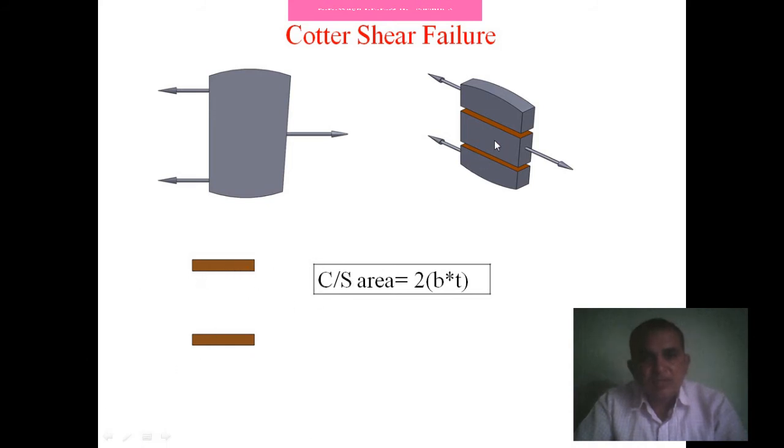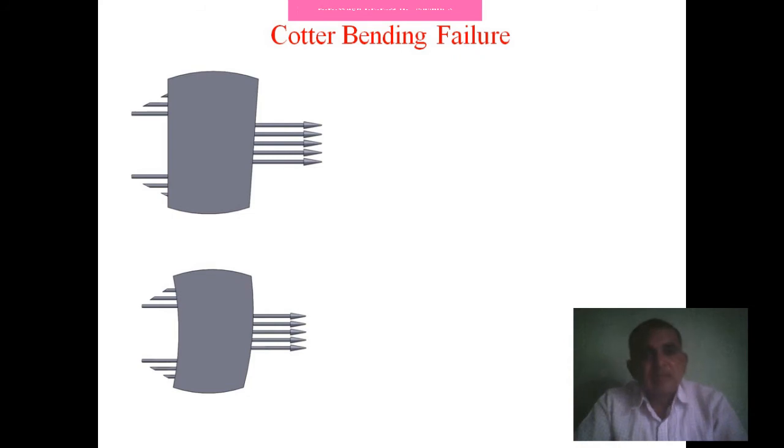So here T is the thickness of the cotter and B is the width of the cotter. So B into T is one area, and again B into T is another area. So 2 times B into T is the total cross-section area for the shear failure of the cotter. So you can find the shear stress tau equal to force per 2 times B into T, the cross-section area. Then maybe this cotter fails due to bending failure.